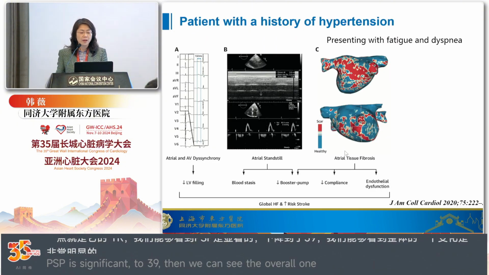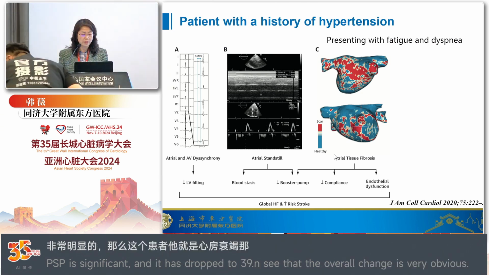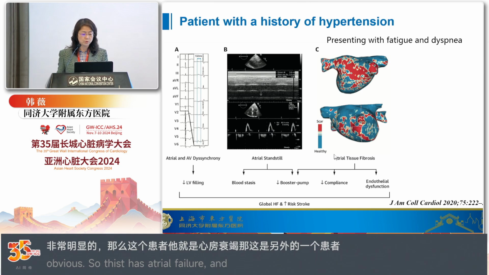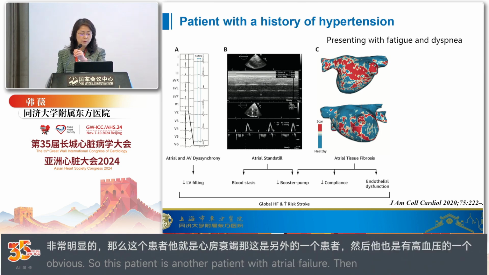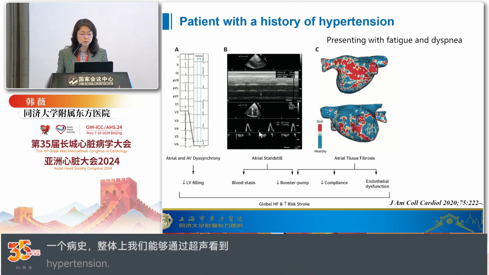This patient has atrial failure. And this is another patient with a history of hypertension. We can see the loss of atrial and atrioventricular synchrony. From the echo, there is only an E wave and no A wave. The atrium stands still.